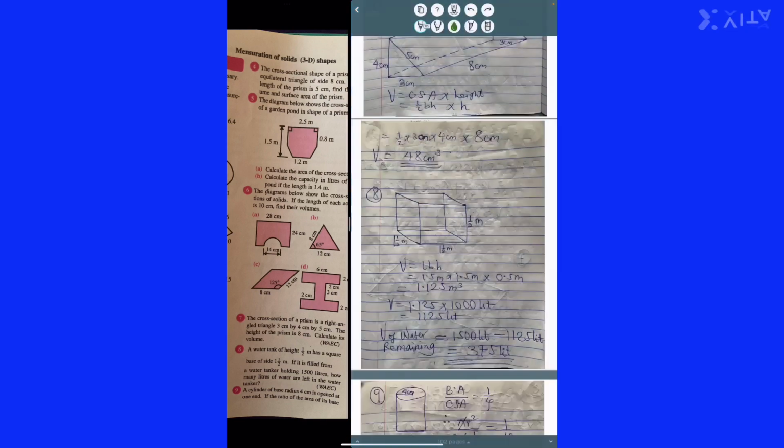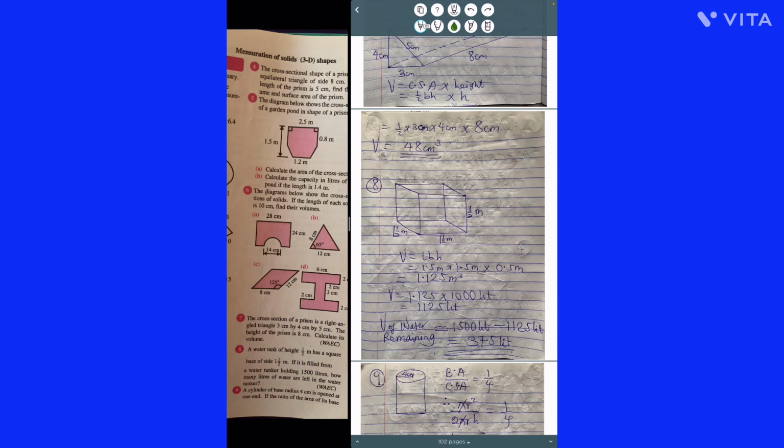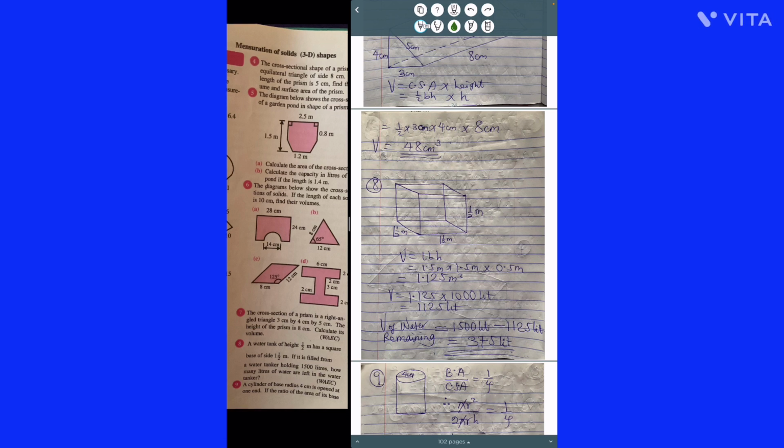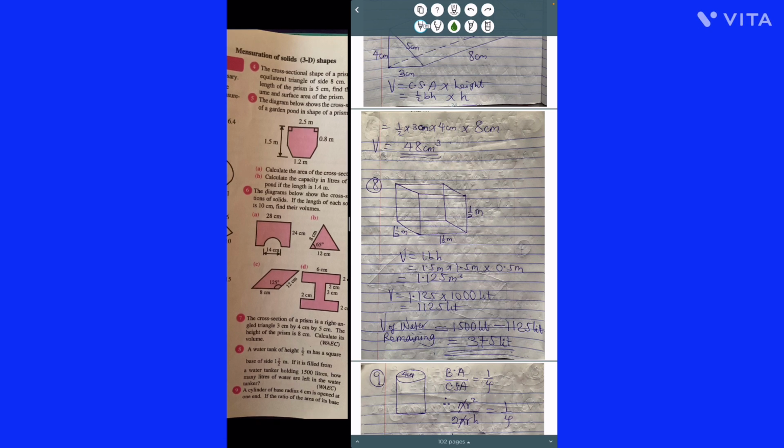So question 8, a water tank of height 0.5 meter has a square base of side 1.5 meter. A square base of side 1.5 meter will be here, 1.5 meter by 1.5 meter. Can you see that? So the question says if the height is 0.5 meter, calculate its volume. It says if it is filled from a water tank that's holding 1,500 liters, how many liters of water are left in the water tanker?